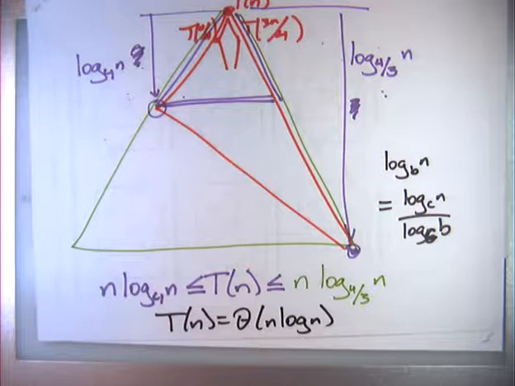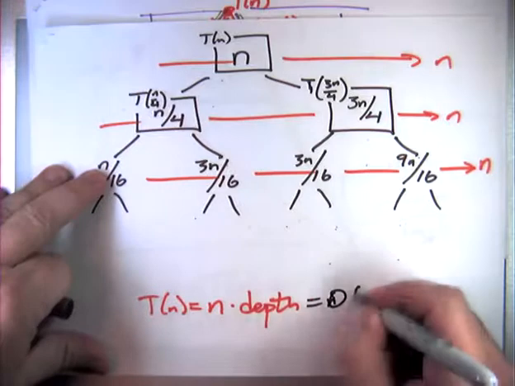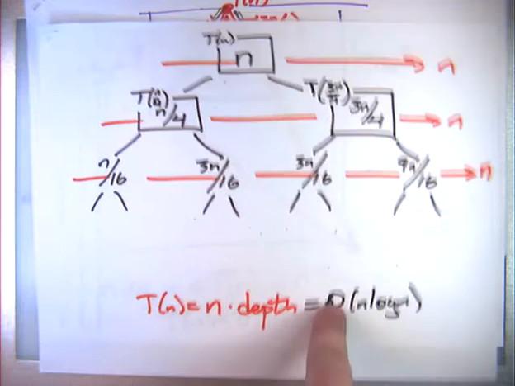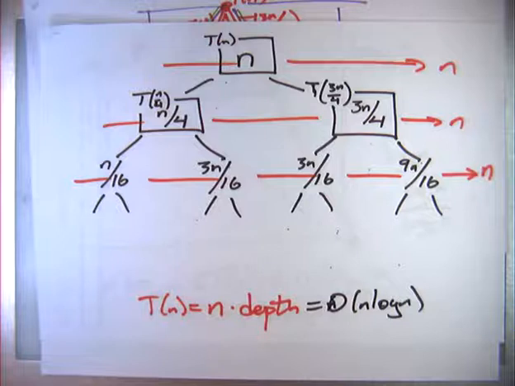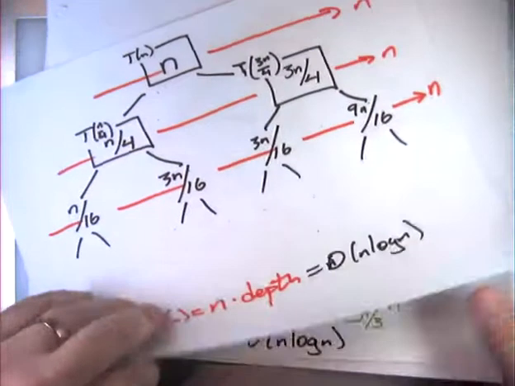And so the quick and dirty way of saying this is, well, every time I go down a level, the problem size goes down by a constant factor. And so the depth is big O of log n. Done. Because that big O hides the difference between the leaves on the left and the leaves on the right. Okay? So any questions about solving this kind of weird, unbalanced divide and conquer recurrence? Okay? Hopefully, on some level, this is just review.